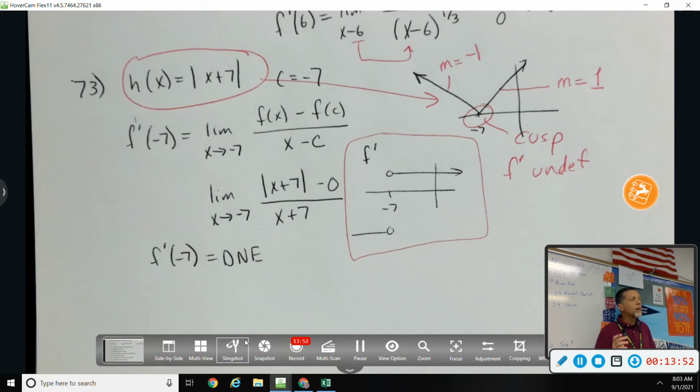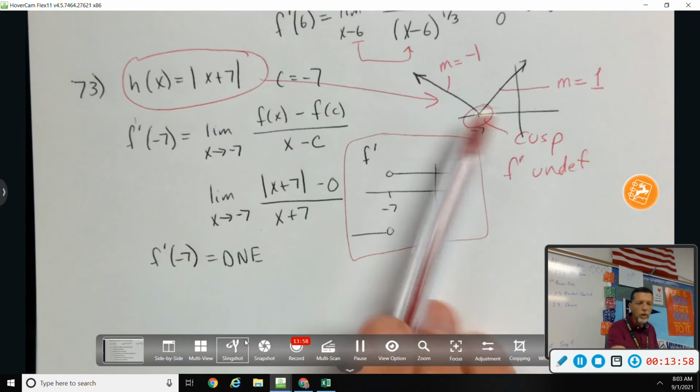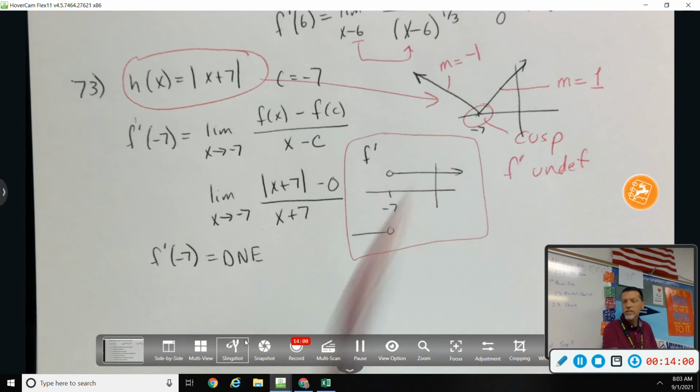So it is important. You can't say absolute value doesn't have a derivative. That's not true. You have to be specific. The absolute value doesn't have a derivative where it has the cusp. Everywhere else, there is a derivative. The derivative isn't changing.